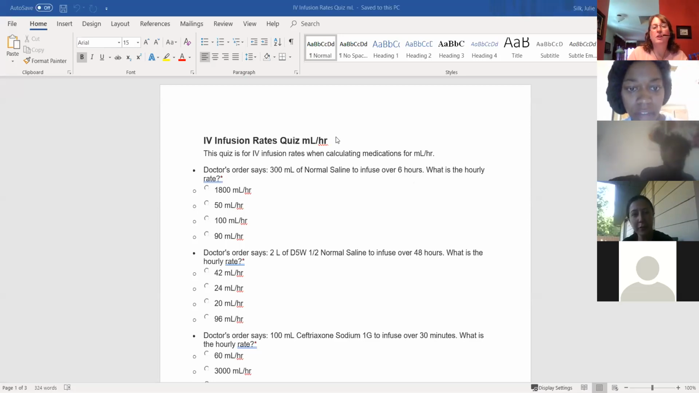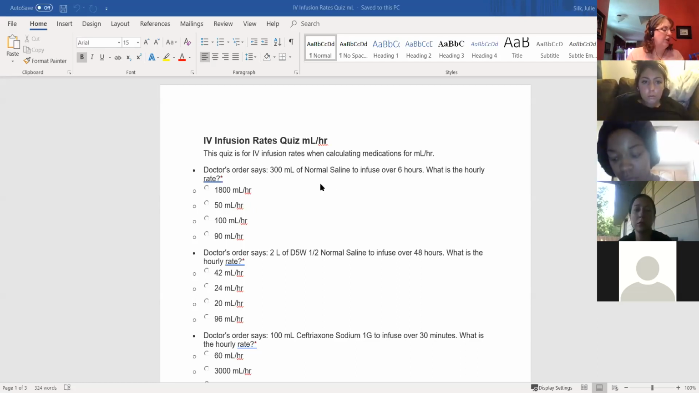With milliliters an hour questions, typically they're going to say, you have an order for this amount of IV fluid to infuse over so many hours. What is your hourly rate? So what you do is you take the volume, like in this first problem, we would take 300 milliliters and divide it by 6, and that's going to give you how many milliliters per hour. So basic, just dividing, that's all it is. Super easy, right? I don't know if you have your calculators with you this morning, if you want to do that real quick.